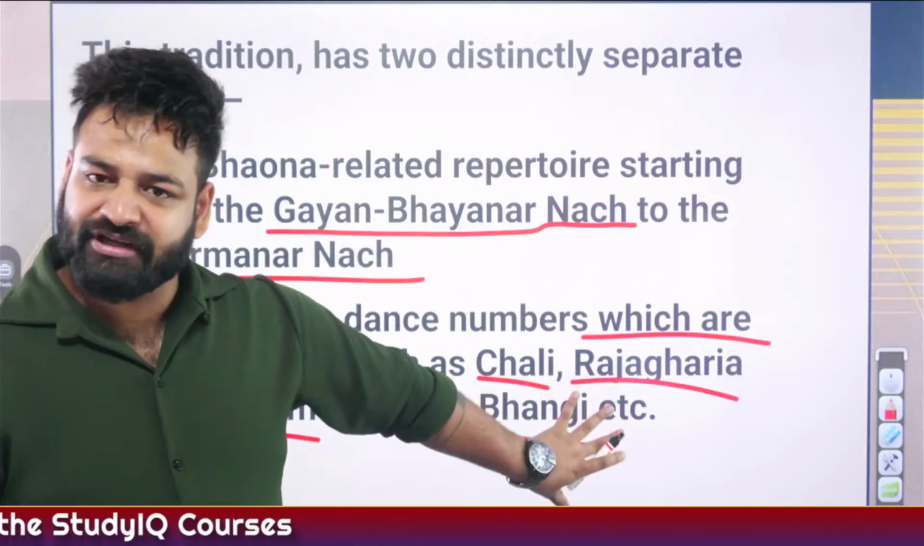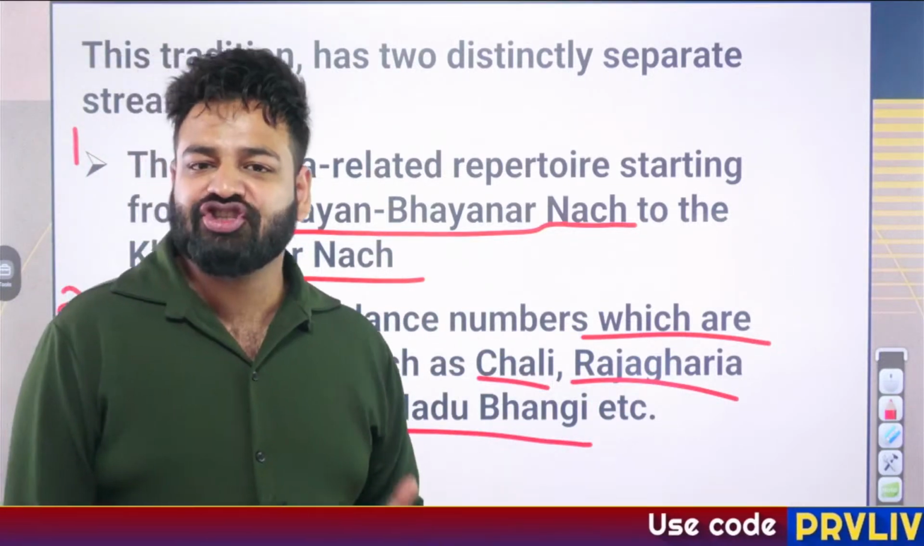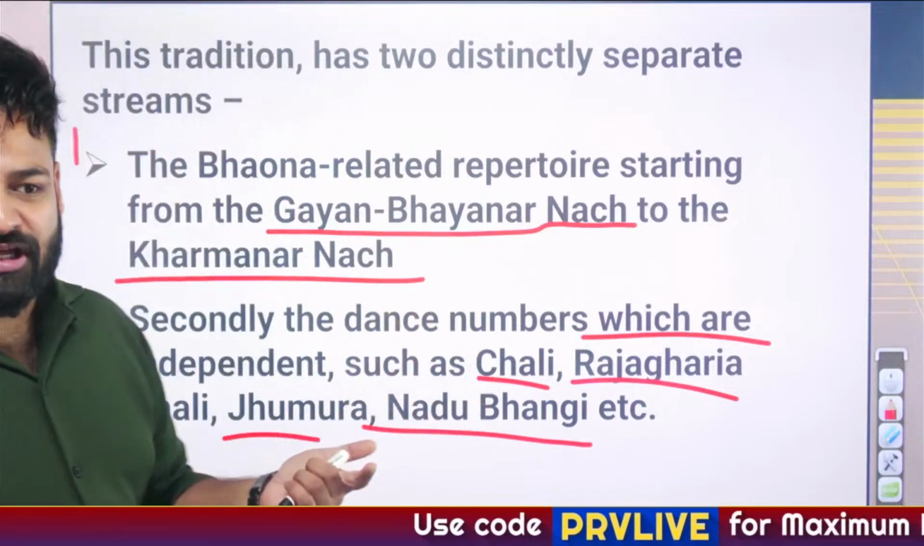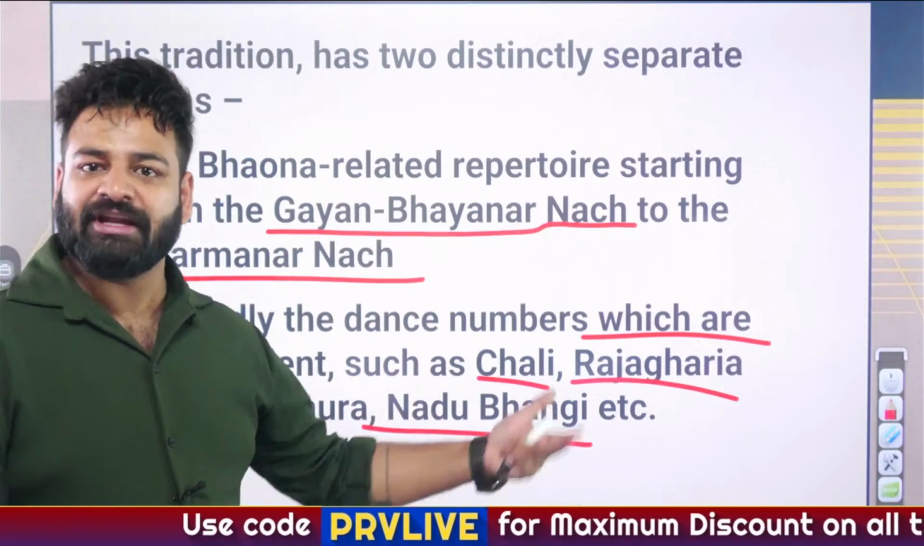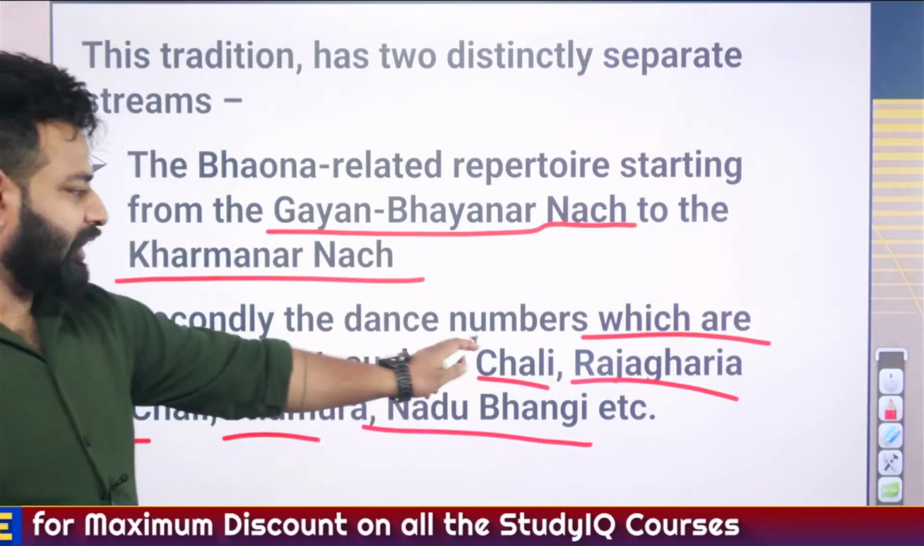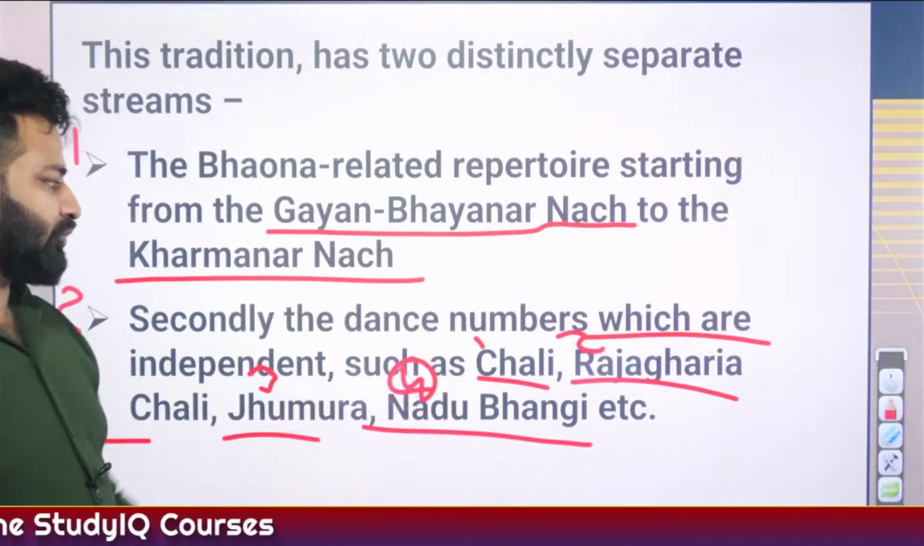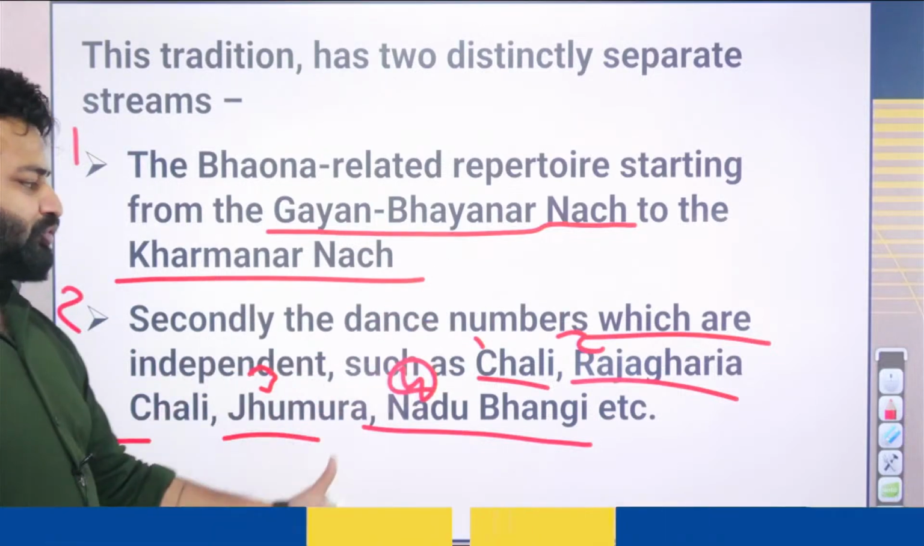They are part of Sattriya only, majorly performed solely. Okay, that is solo. That is Chali, Rajgadiya Chali, Jhumura, Nadubhangi. Many more, but major of them, these are the four ones. Okay, so 1, 2, 3, and 4: Chali, Rajgadiya Chali, Jhumura, Nadubhangi.